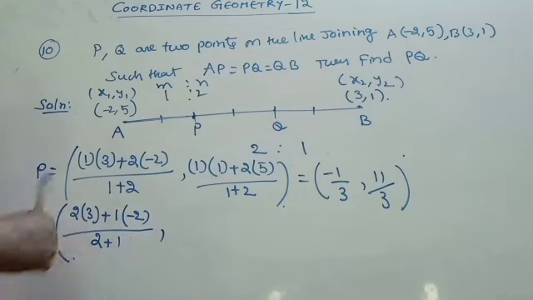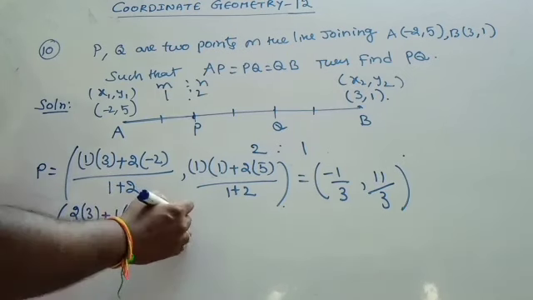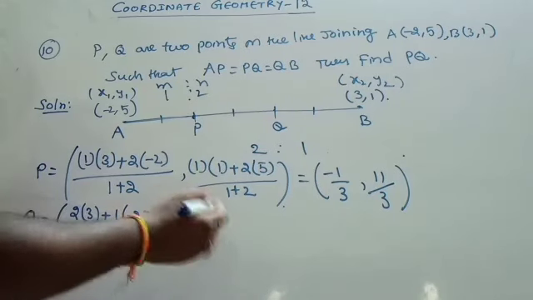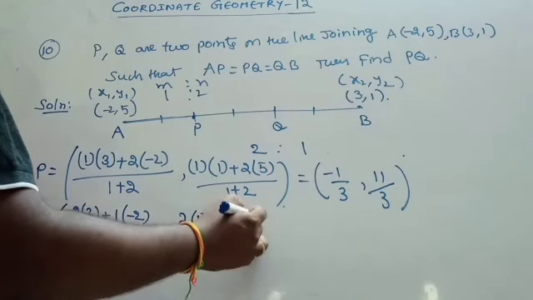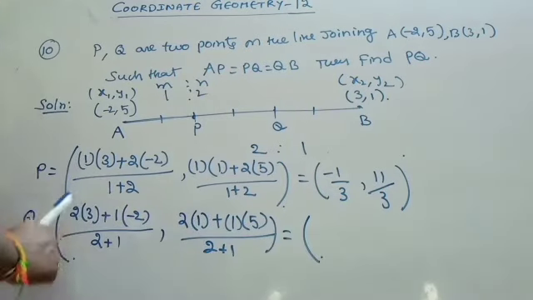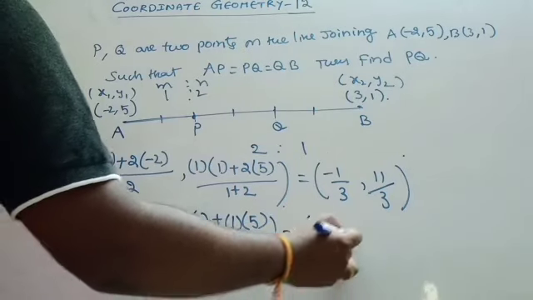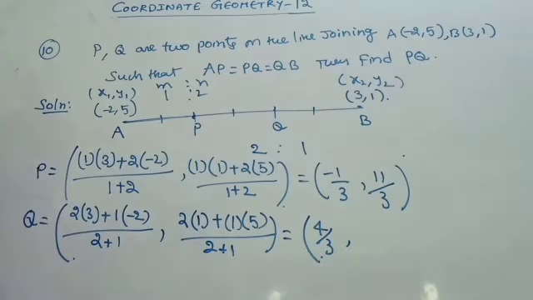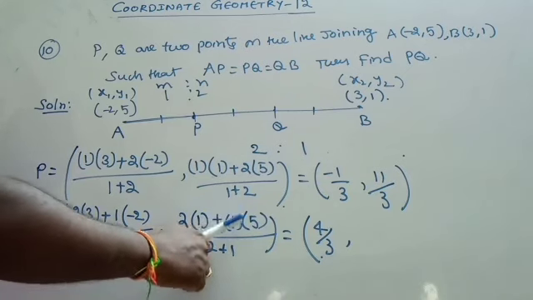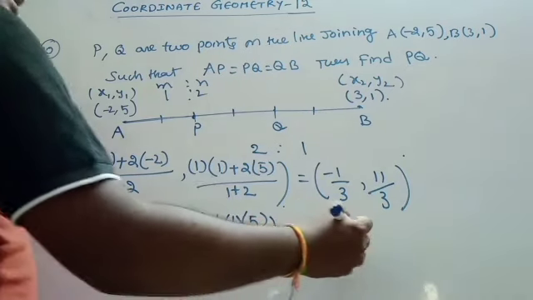Next, the y coordinate: (my2 + ny1)/(m + n). Here m is 2 into y2, y2 is 1, plus n is 1, y1 is 5, by 2 + 1. Now you find 6 minus 2, which is 4, so 4/3, comma, 2 + 5, because m is 2, y2 is 1, and n into y1 is 5. That is 7/3.